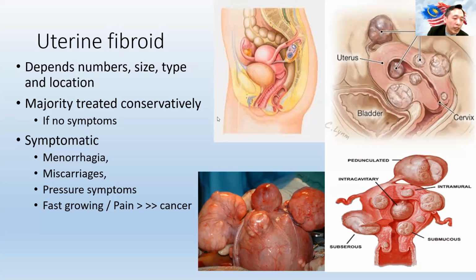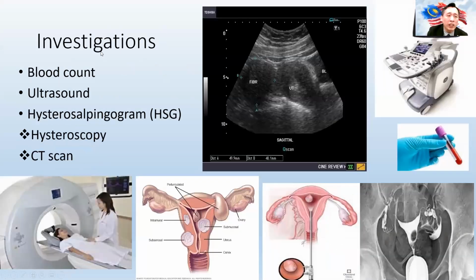Symptoms include menorrhagia, miscarriage, and pressure symptoms when the fibroid has grown so big that it compresses the bladder and also the rectum. If the fibroid becomes painful or very fast growing, you have to suspect cancer. Investigations: full blood count if the patient has menorrhagia, and an ultrasound to assess the size of the fibroid. HSG if the patient has infertility or menorrhagia and you suspect a submucosal fibroid or polyp. Rarely does a patient require a CT scan or hysteroscopy. Normally, ultrasound should be sufficient.